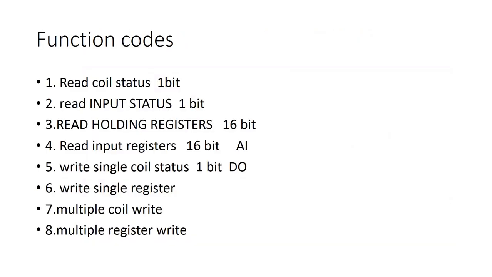Now the function code which I was talking about is like this. In the RS485-based Modbus protocol, there is a standard in which they define different functions: read coil status, read input status, read holding registers, which are 16-bit for analog outputs, DAC-like. Then if you want to read an ADC, usually you will be reading it as read input registers. And if you want to just turn a relay on and off, it could be a digital output, which is write single coil status, that is the fifth one. These are the function codes.